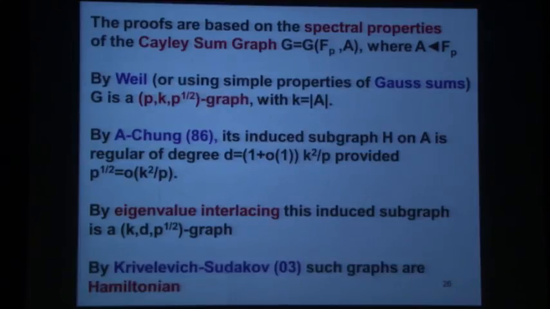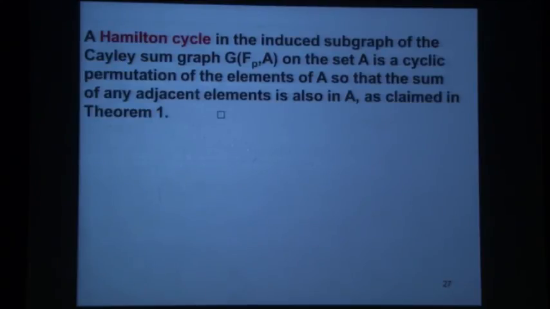Okay. And then we just apply a known result of Krivelevich and Sudakov, which says that such graphs, if the second eigenvalue is much smaller with respect to the first, they are Hamiltonian. It's maybe expected because they are random looking, and random looking graphs, even if the degree of regularity is pretty small, are Hamiltonian. And then we just realize, this is what I said before, that a Hamilton cycle in this induced subgraph is exactly what we wanted. It's just a circular sequence of all the elements of A, so that the sum of every two consecutive ones is also an element of A.